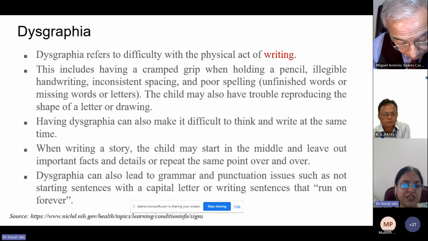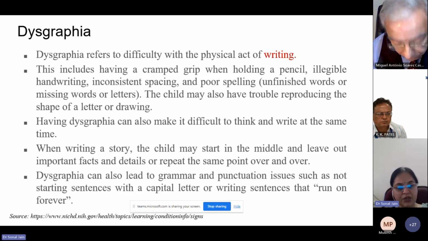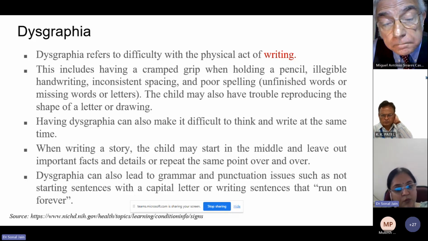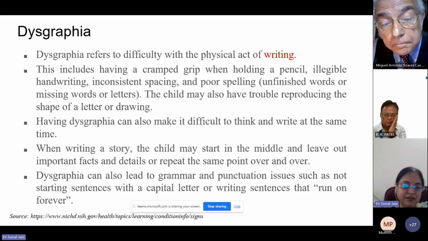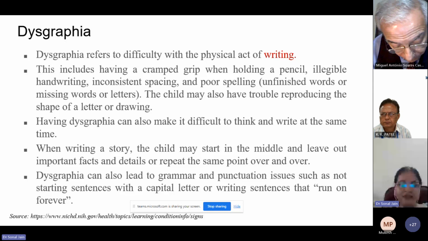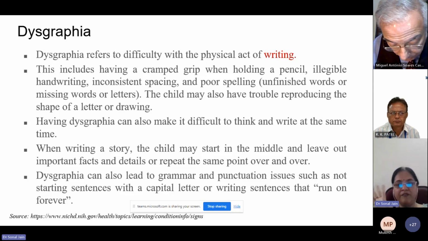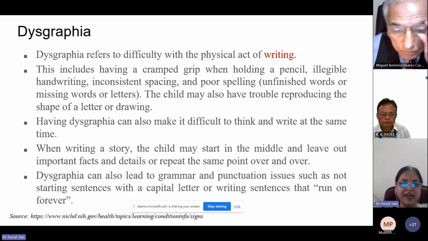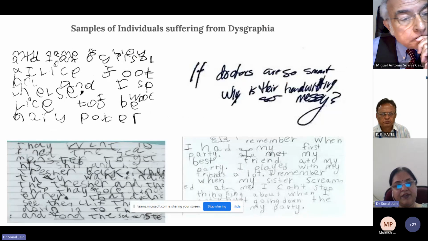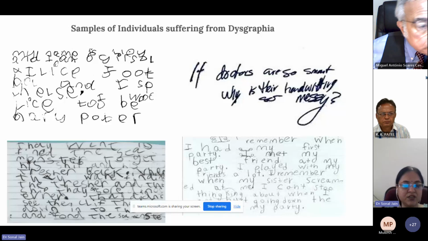These are not normal issues that each one of us regularly makes, but repeated issues of grammar and punctuation, such as not starting sentences with a capital letter multiple times. Even after being given warnings, they won't capitalize letters and proper nouns, and they forget these things. They also write sentences that run on forever, forgetting punctuation like full stops and commas. These are samples of handwriting in English from dysgraphic kids, obtained from various sources on the internet and from neurologists.